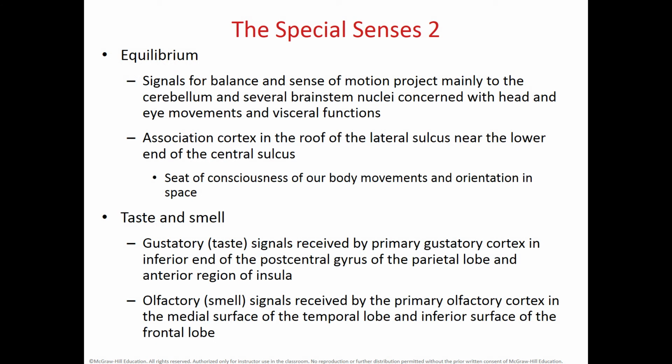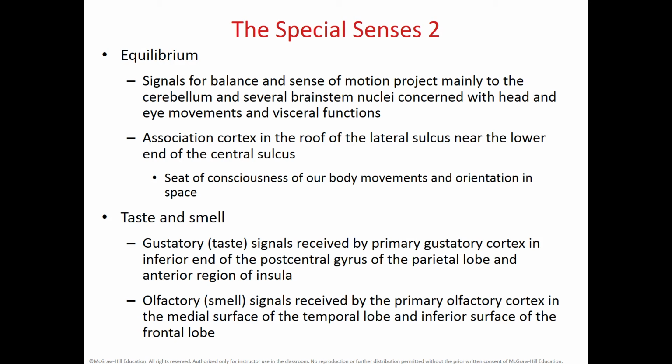Equilibrium is another special sense. It's dealing with signals from balance that are coming from the cerebellum and also from the inner ear. Now, we have an association cortex at the roof of the lateral sulcus next to the central sulcus that helps us to be conscious of our body movements and orientation in space.